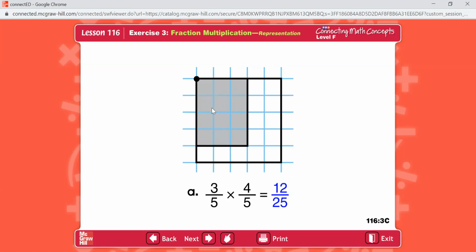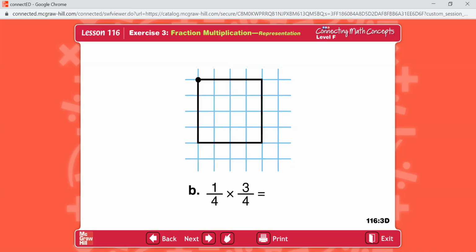Item B, you're going to make a shaded rectangle inside the square. Start at the dot and make a square that has 4 parts on each side. Like so. Now you're going to draw a rectangle inside the square. The rectangle will show 1/4 times 3/4. So you're going to go across 1, down 3. Like so. Shade that in.